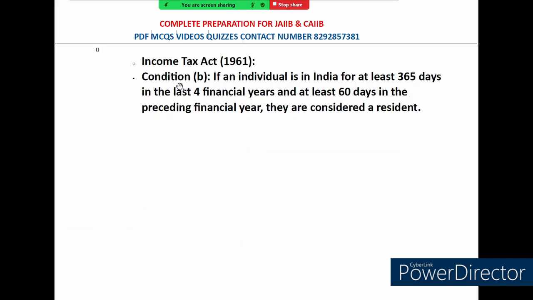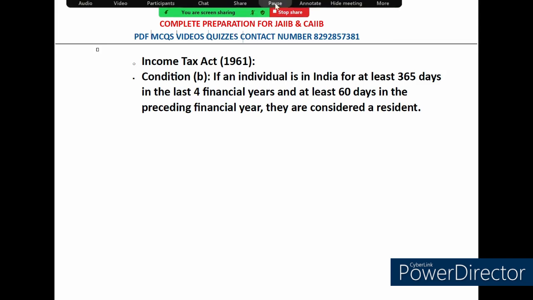So this is the condition number B. In our previous slide, we talked about what NRI banking is and why it is important. In this slide, we will dig deeper into what it means to be NRI, especially when it comes to taxation. To understand NRI status, let's first talk about who is considered a resident of India.